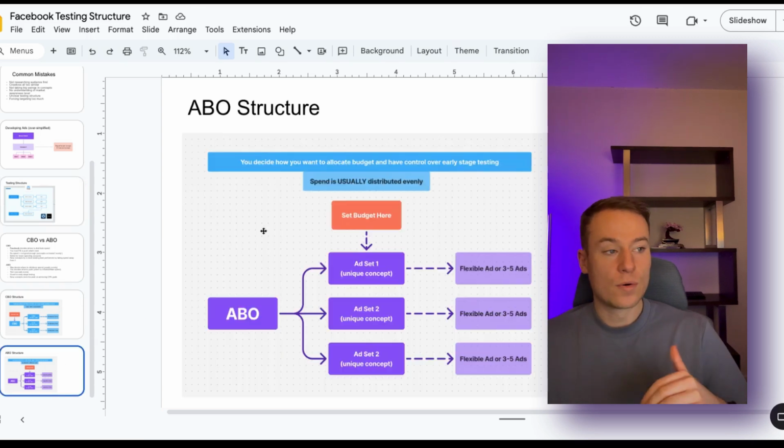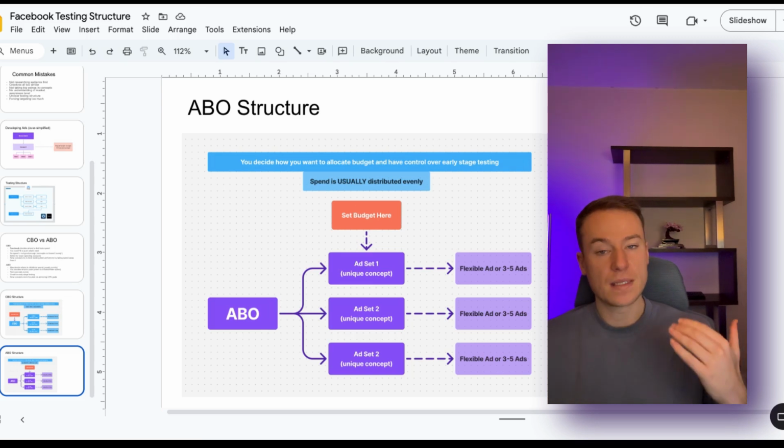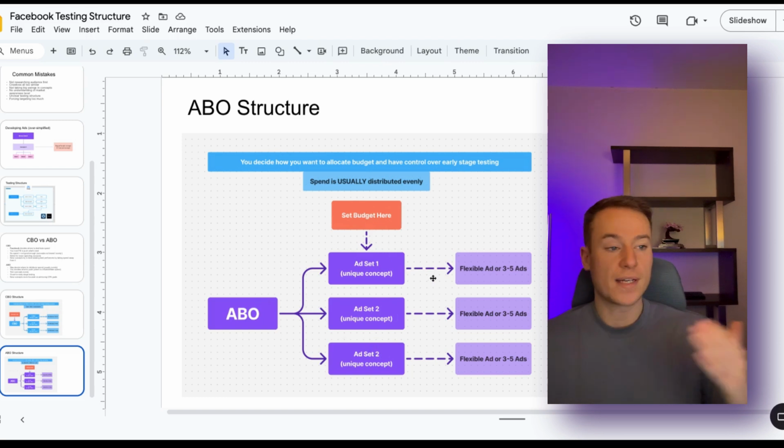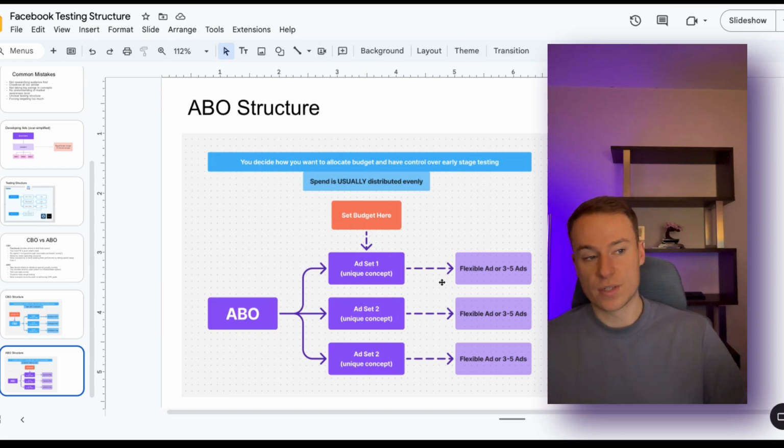Now with ABO, you decide where you want to allocate the budget and essentially have control over this early stage testing. And again, spend is usually distributed pretty evenly here. But again, each ad set should be its own unique concept and there shouldn't be much overlap there. But the budget is set at the ad set level, but the ads are essentially set up the same. You can either do it with a flexible ad, or you can just set it up in the traditional manner where it's like 3 to 5 individual ads. So that's essentially how this testing structure works.